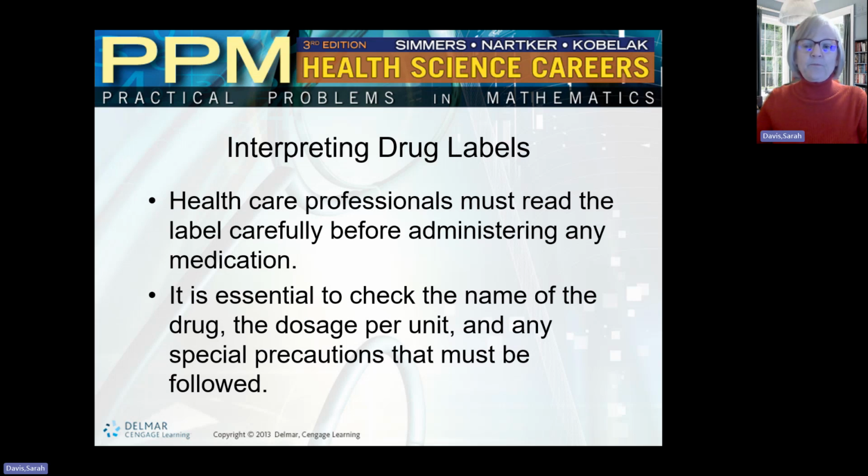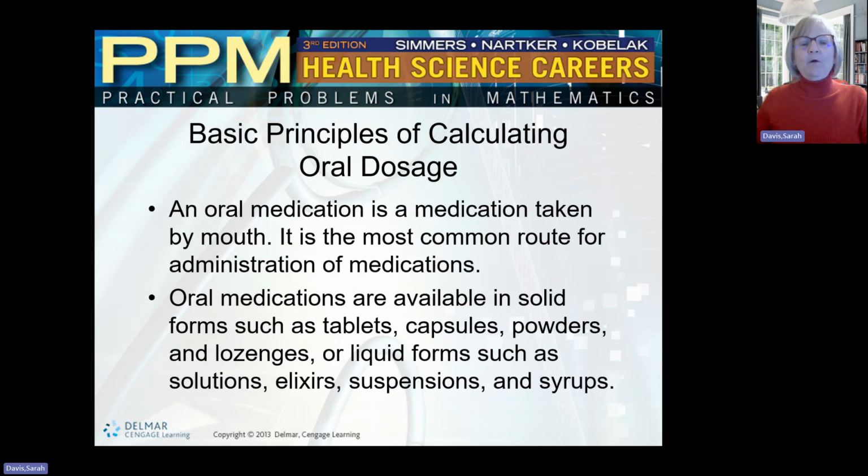Knowing what the drug is, what the dosage is per unit, and any special precautions are going to be very, very important. Now, when we talk about oral dosaging, what we mean is any medication that is taken by mouth. It's the most common route for most medications. So that's going to be things like tablets and capsules, as I already mentioned, but also powders or lozenges or even liquid things like solutions or elixirs or suspensions.